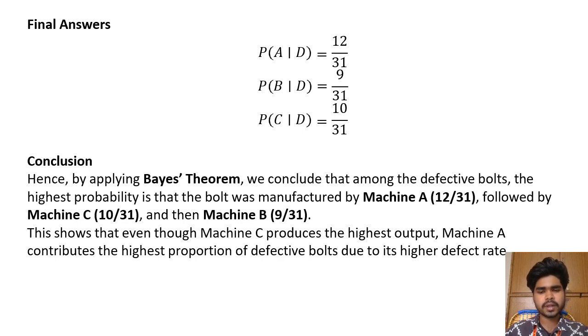And conclusion. Hence by applying Bayes theorem we conclude that among the defective bolts the highest probability is that the bolt was manufactured by machine A, that is 12 by 31, followed by machine C 10 by 31 and machine B 9 by 31. This shows that even though machine C produces the highest output, machine A contributes the highest proportion of defective bolts due to its higher defective rate.